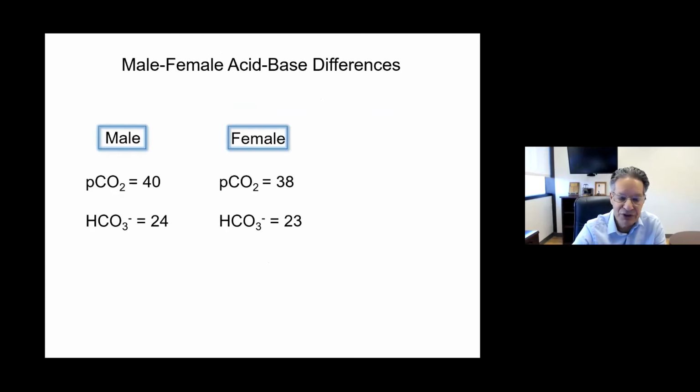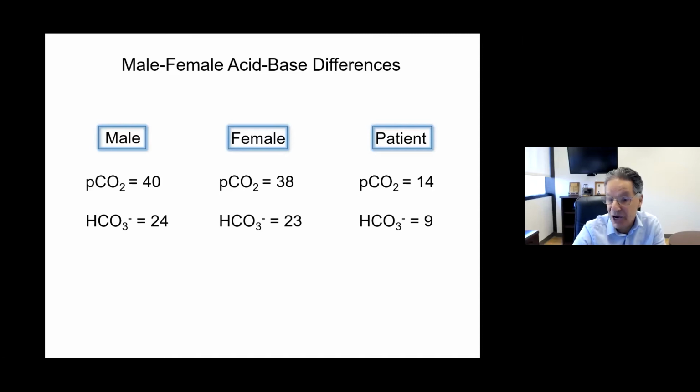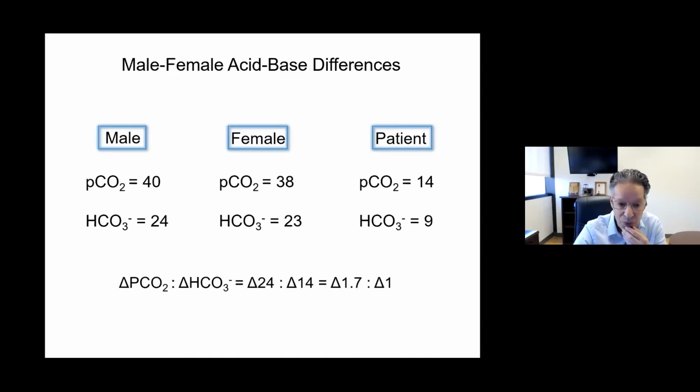We have typically assumed male numbers, with a PCO2 of 40 and a bicarbonate of around 24, but it's been known for many years that females have slightly lower numbers for both. The PCO2 is around 38 and the bicarbonate is 23. Since our patient was a female, we'll use that for her normality. Our patient had a PCO2 of 14 and a bicarbonate of 9. So when we calculate the change in PCO2 to change in bicarbonate, we get 24 versus 14, which is a ratio of 1.7 to 1.